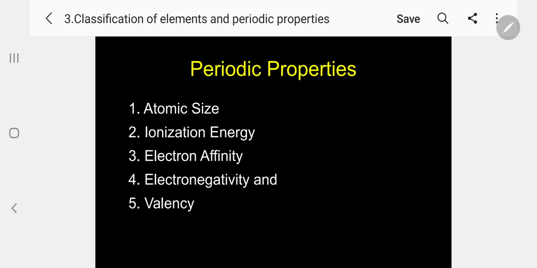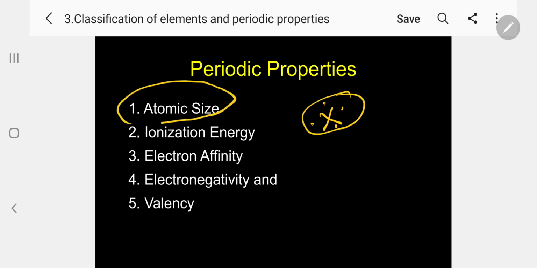Among these, I want to give you important information. Please follow, my dear students. This information will not be given in any book. It is based on experience. Atomic size is the most important periodic property. I am going to discuss everything.